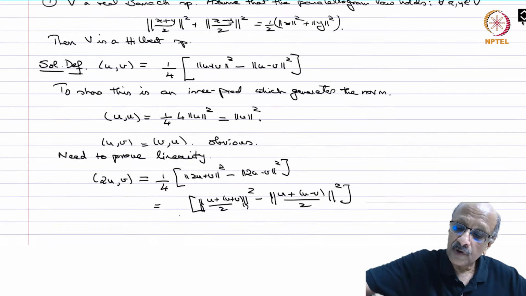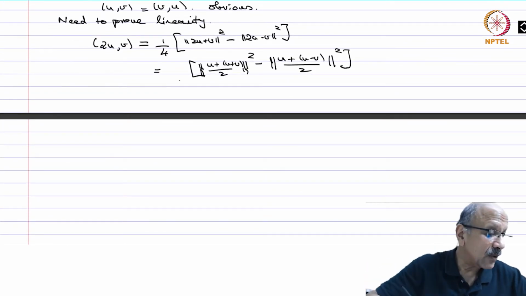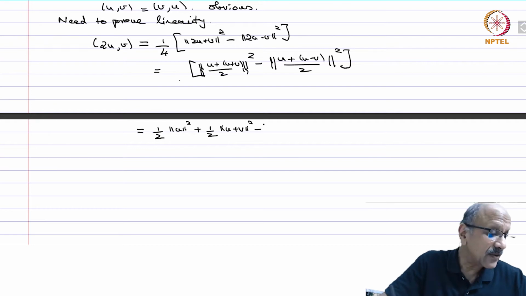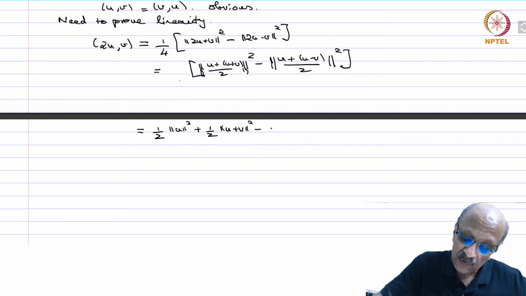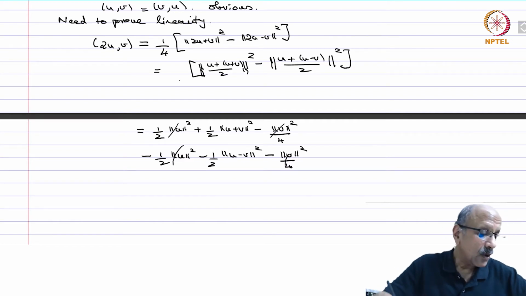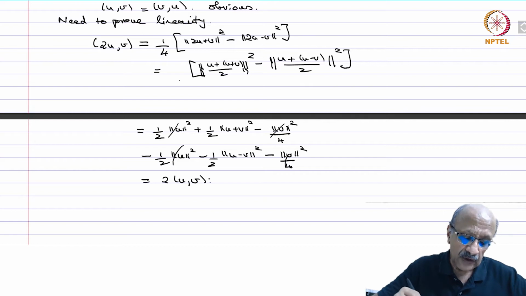So now we are in a position to use the parallelogram law, and therefore that's equal to 1/2 of norm u squared plus 1/2 norm of u plus v whole squared minus the difference, where u minus (u minus v) is just v, so you have norm v squared by 4. Similarly for the other term, minus 1/2 norm u squared minus 1/2 of norm of u minus v whole squared minus norm v squared by 4. And therefore these two cancel out, and this by definition is nothing but 2 times (u, v). So (2u, v) equals 2 times (u, v).